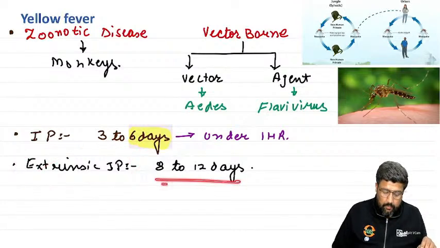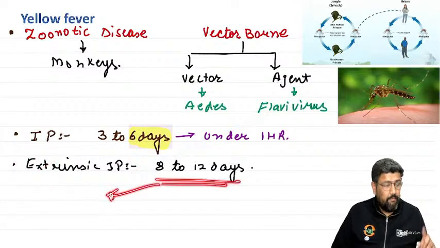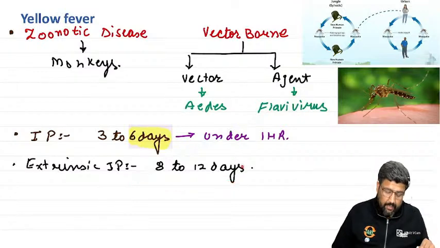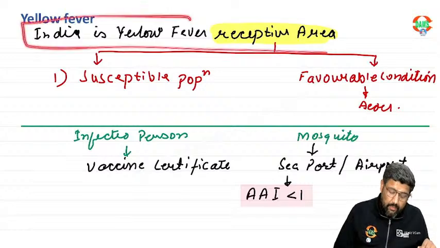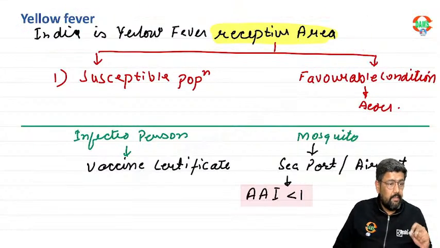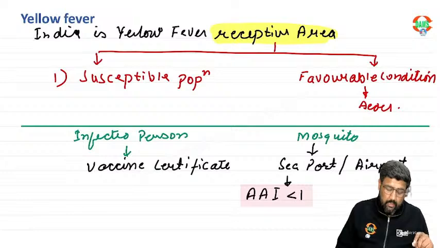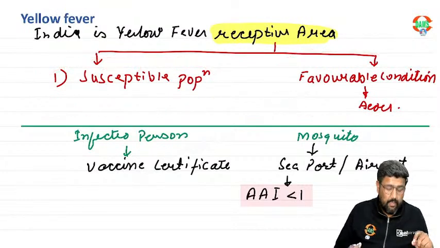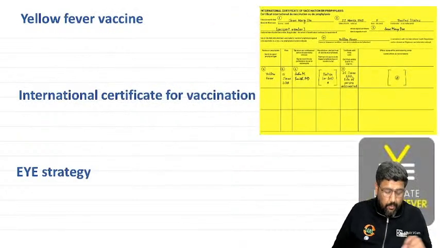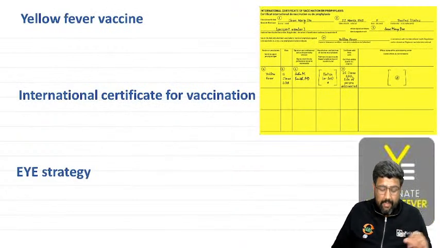After 8 to 12 days after taking the meal from an infected person, the mosquito will be infected. Then we learned that India is a yellow fever receptive area because we have a susceptible population and favorable conditions, right? Now coming to the very important point about yellow fever vaccine.